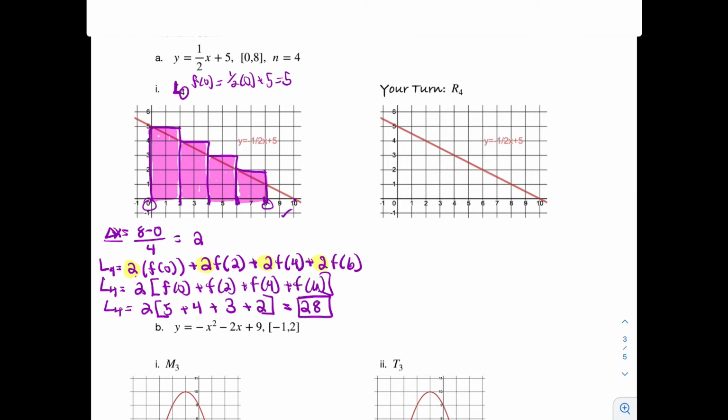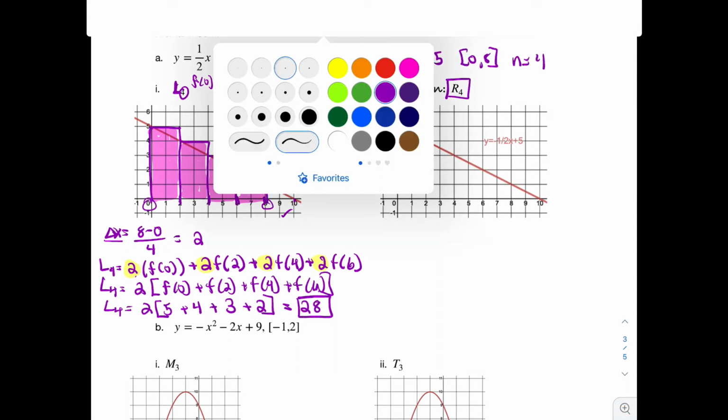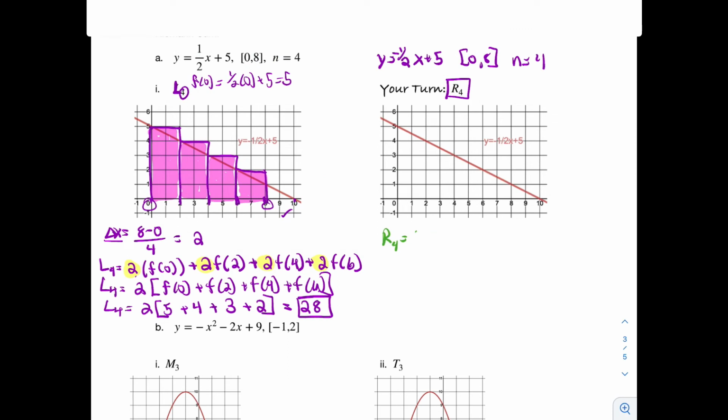I want you to try the next example, same function, but this time find the right Riemann sum with 4 subintervals. So in this case, since we're still doing the same interval from 0 to 8 in 4 subintervals, our delta x is the same, which is 2. But this time each rectangle is going to be constructed with the height determined by the right endpoint, so that's going to be f of 2. For the second rectangle, my height is determined by f of 4. My third rectangle, my height is determined by the function value at 6. And the last rectangle, my height is determined by my function value at 8.